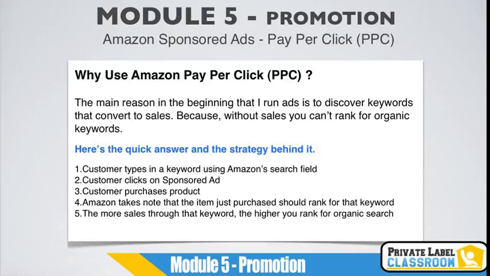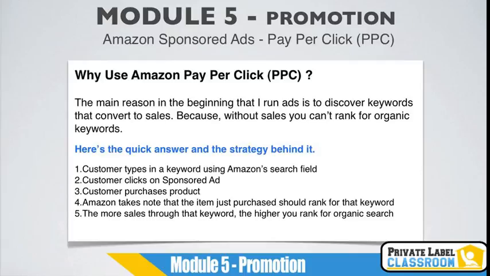But the quick answer and the strategy behind this is this, okay? Number one, customers type in a keyword using the Amazon search field. That's what I told you. Most people are not going to be searching by category, okay? Two, the customer then clicks on a sponsored ad, which is either on the right-hand side or just above the organic or maybe just below the organic. It really changes. They're always testing their placement, so I can't say where yours is going to be, but it's usually on the right or the bottom, okay?